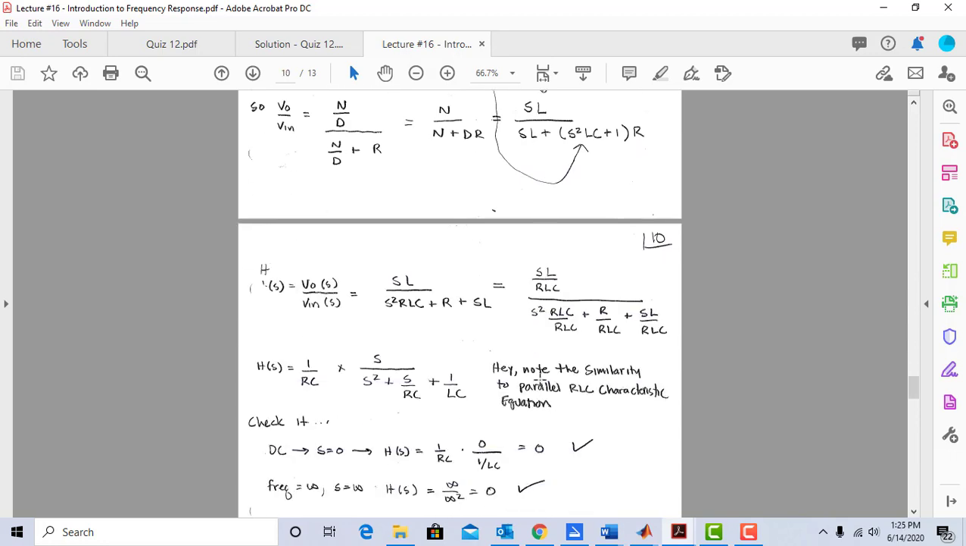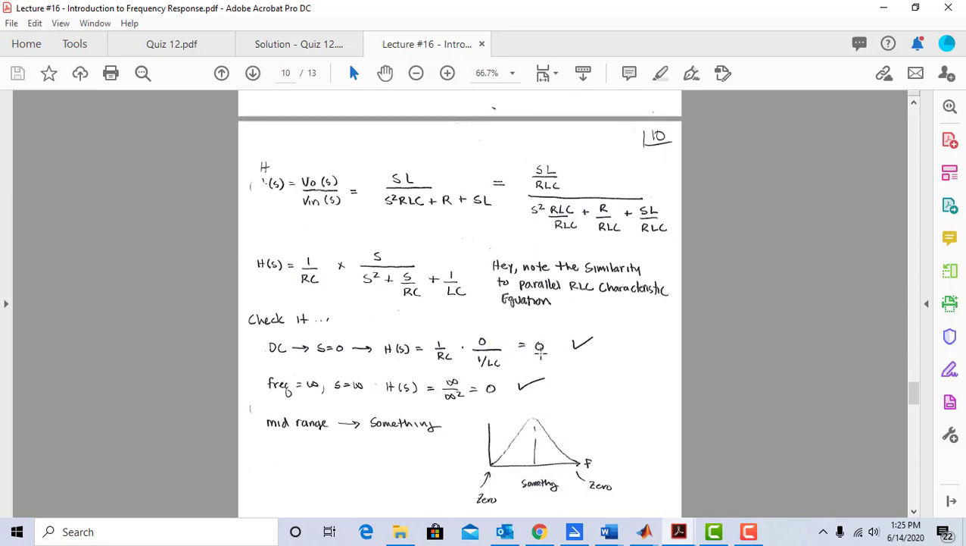So now let's look at our transfer function. At DC, S is equal to 0. That means I got 0 divided by something. That gives me 0. Bing, that agrees with my circuit.